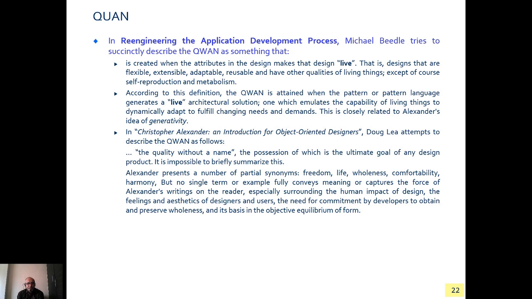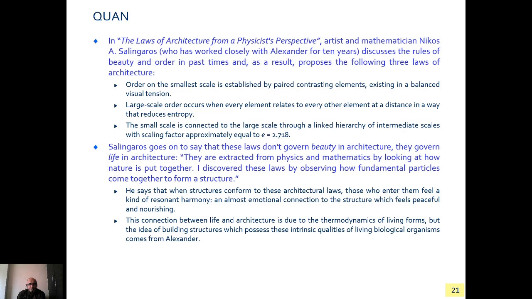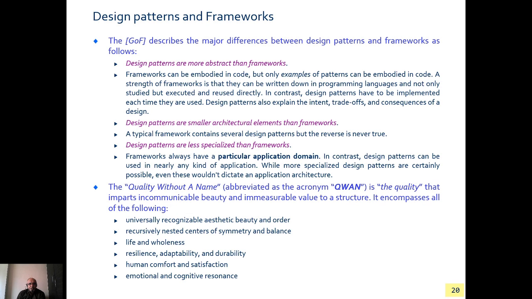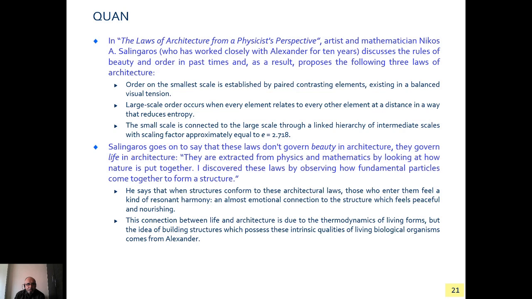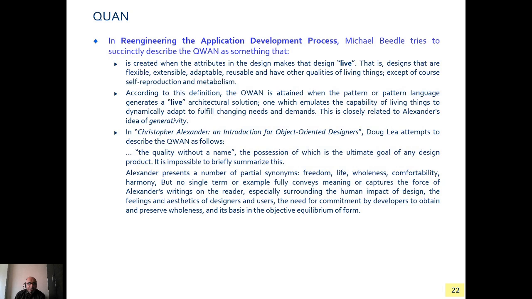It is impossible to briefly summarize this, so just situate what Alexander presents: freedom, life, wholeness, comfort, harmony. If we take a look at this slide, that is life and wholeness, human comfort, you can straight away compare these points with the points given by Alexander.